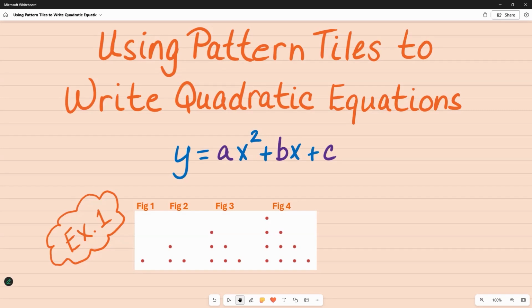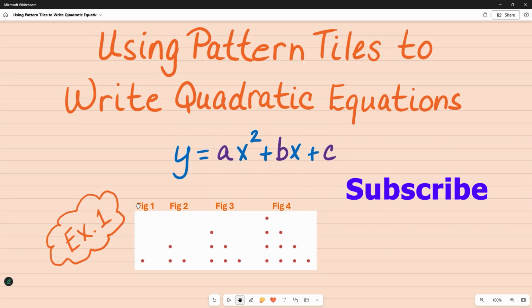Today I'm going to demonstrate using pattern tiles to write quadratic equations. The first thing you need to know is the standard form of a quadratic is y equals ax squared plus bx plus c, where your a, b, and c are numbers. You know that it's a quadratic when your highest exponent is a 2. And when we're looking at pattern tiles, or if we're looking at tables, we also know that it is a quadratic if the second difference is constant. This is what I mean.